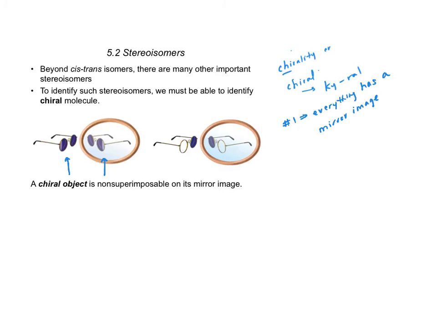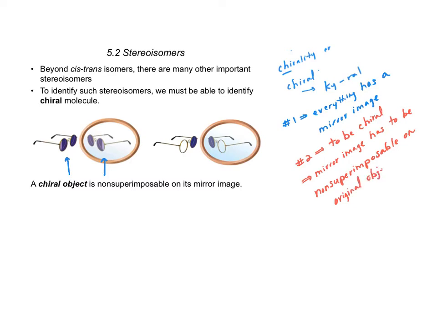Now, number two, and this is the most important one, to be chiral, or to be a chiral object, the mirror image of the object has to be non-superimposable on the original object. So, if you have an object and it's chiral, it is going to have a non-superimposable mirror image, okay?